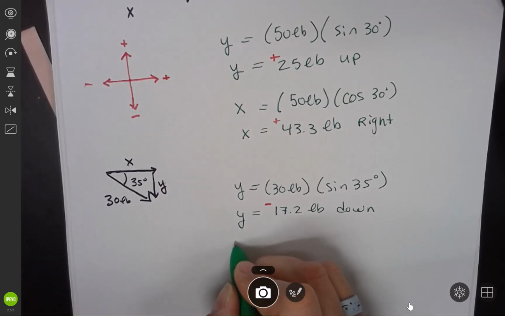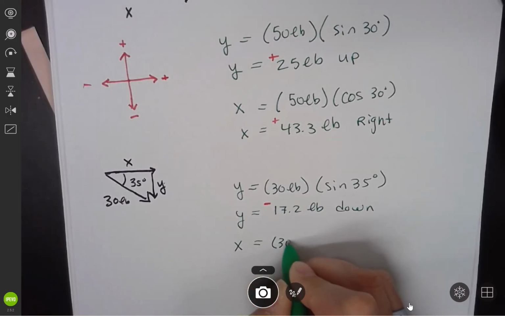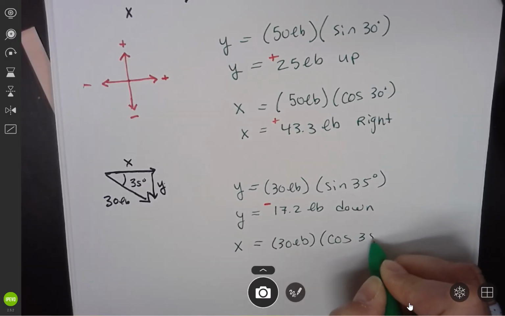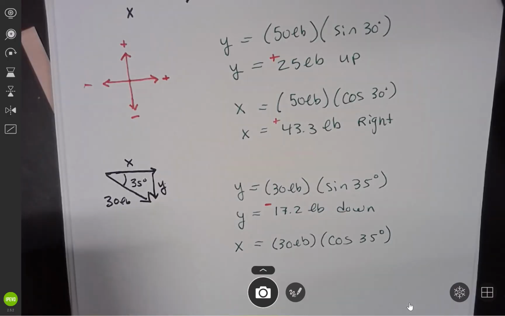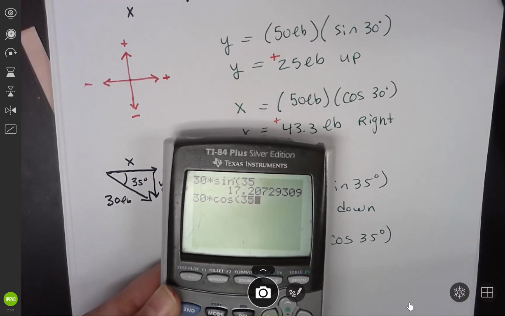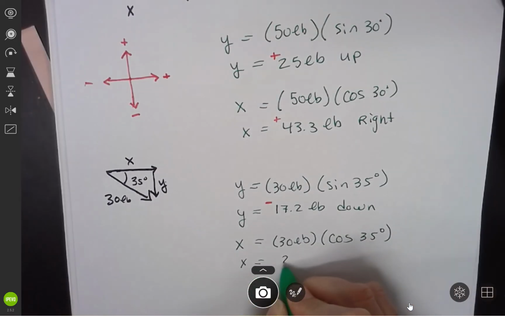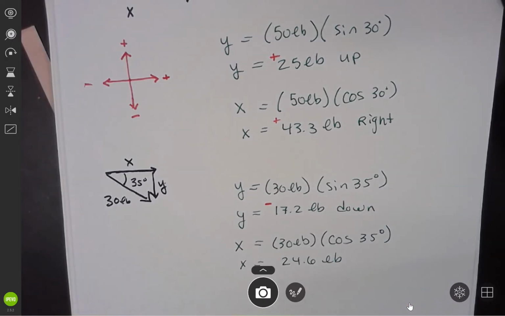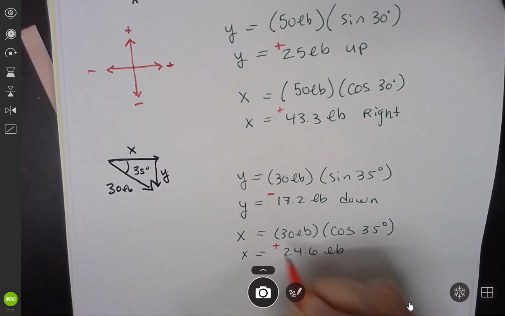The x is almost the same thing. It's going to be that hypotenuse, 30 pounds, multiplied times the cosine of 35 degrees. And when I plug into my calculator 30 times the cosine of 35, I get 24.6. And when I look at this guy, it's pointing to the right. Right is positive, so this is positive.